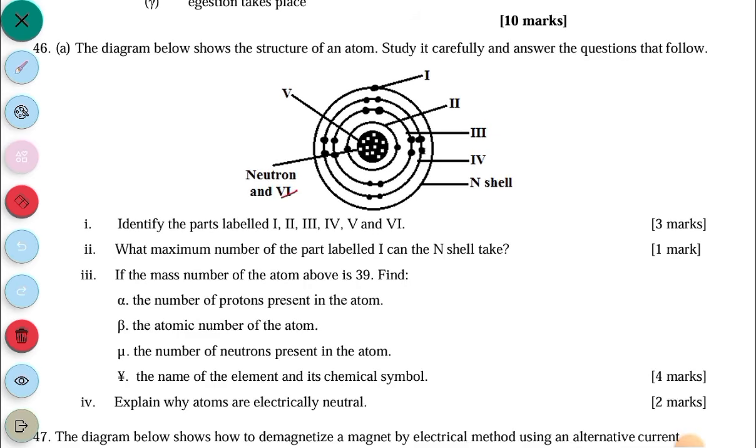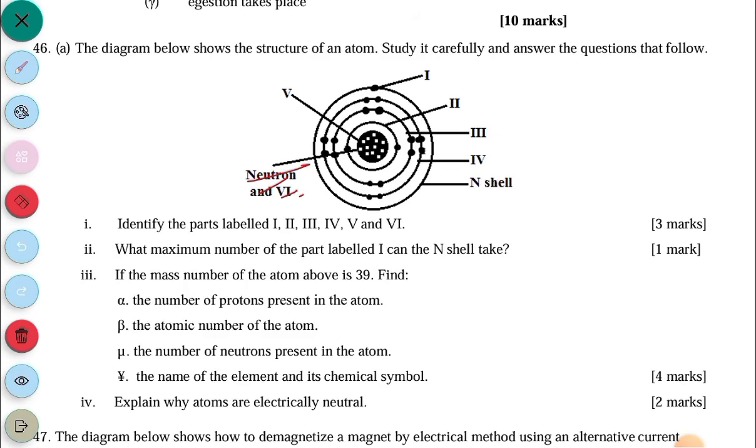VI is proton. So it says neutron and what? Neutron and proton. Then the next question is, what's the maximum number of electrons the N shell can take? So how many electrons can the N shell take?